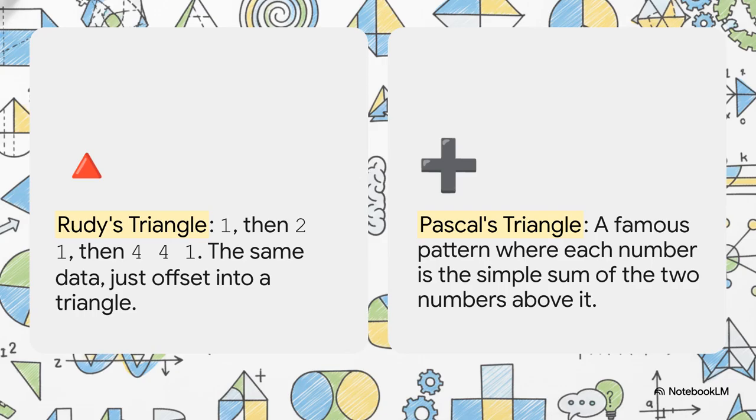He said the table reminded him of the famous Pascal's triangle. So he just tried something simple. He took their data and just staggered each row. And there it was. On the right, you've got Pascal's triangle. And on the left, their data perfectly arranged into what they instantly called Rudy's triangle.